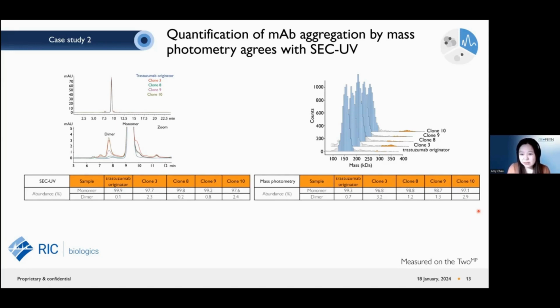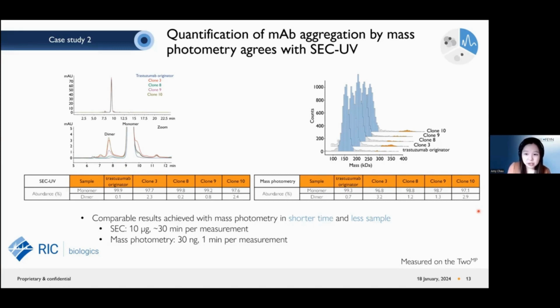So the results you get from SEC and mass photometry are very similar. And the advantage with mass photometry is that you can get similar results and conclusions with shorter time and less sample. With SEC, each sample uses micrograms of sample and about 30 minutes per measurement, whereas mass photometry uses much less sample and only 1 minute per measurement and less than 5 minutes of analysis.